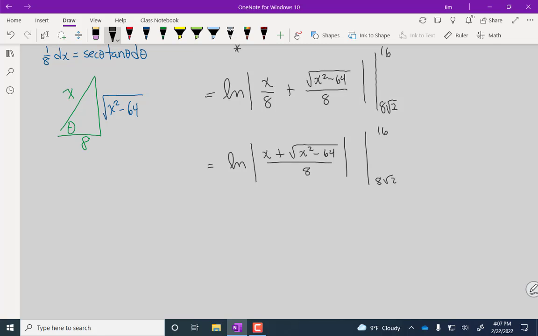So you know the log property that says the log of a fraction is a difference of logs. So you could write this as natural log of x plus root that, minus natural log of 8. We still have our limits out here, 8 root 2 and 16. Everyone follow that?